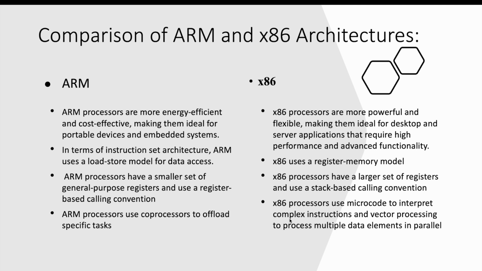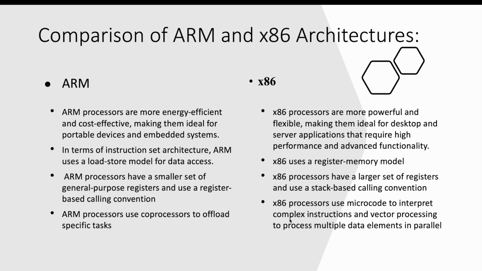ARM and x86 architectures have different strengths and weaknesses and are often used for different types of applications. ARM processors are more energy efficient and cost effective, making them ideal for portable devices and embedded systems. Whereas x86 architecture has processors that are more powerful and flexible, making them ideal for desktop and server applications that require high performance and advanced functionality.